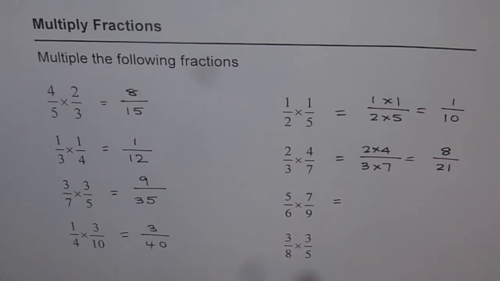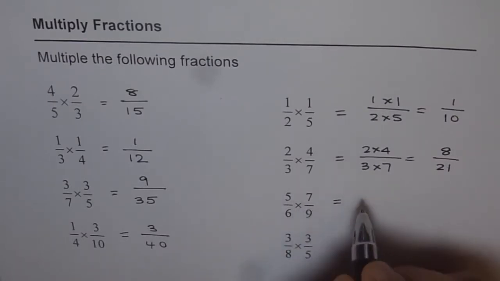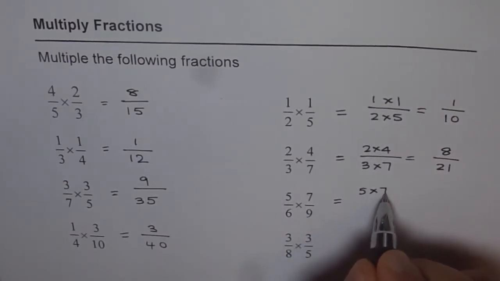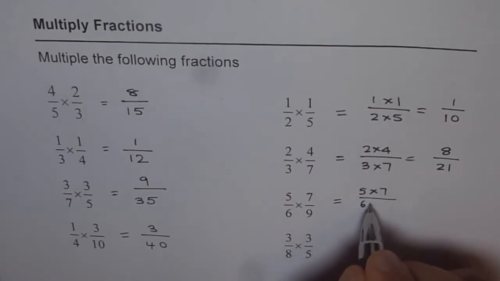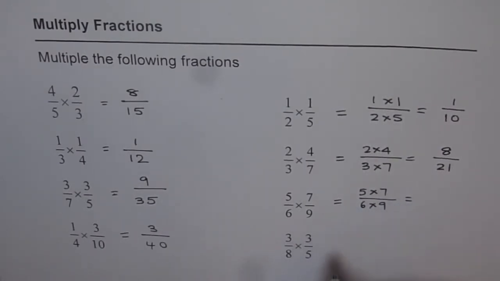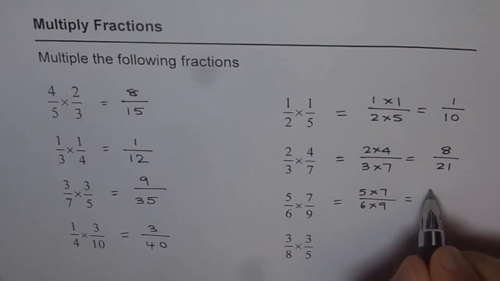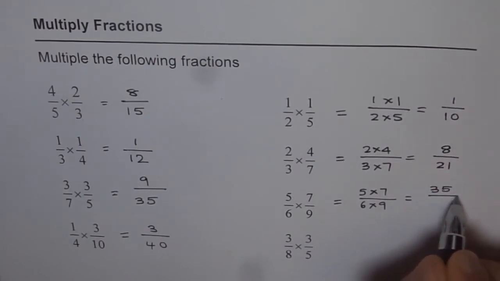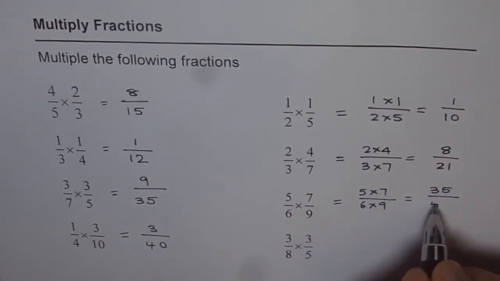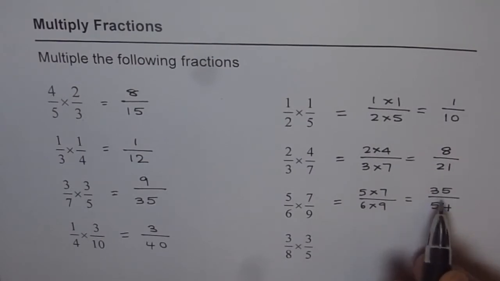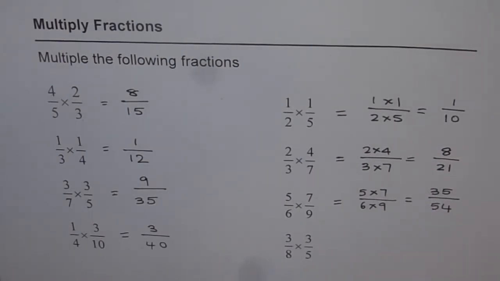Let's do 2 more. 5 times 7 comes in the numerator, right? And 6 times 9 comes in the denominator. 5 times 7 is 35. 6 times 9 is 54. So 35 over 54 is our answer.